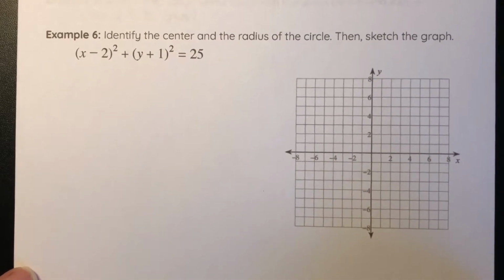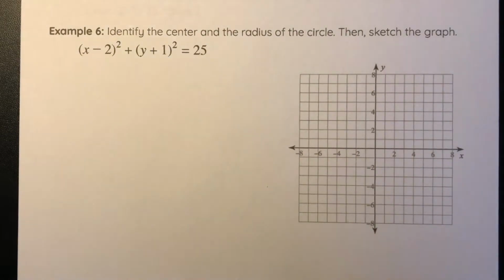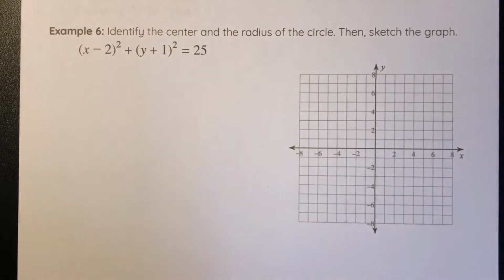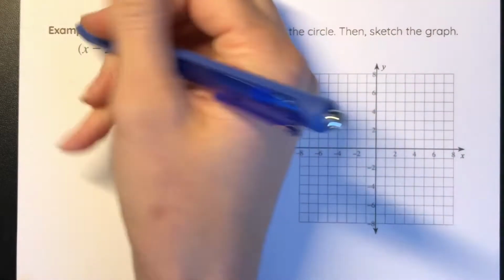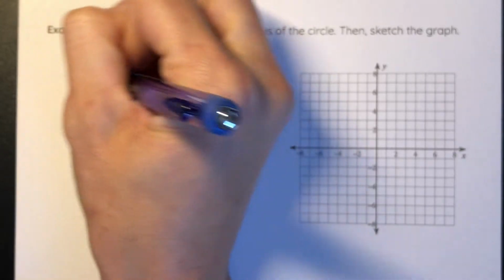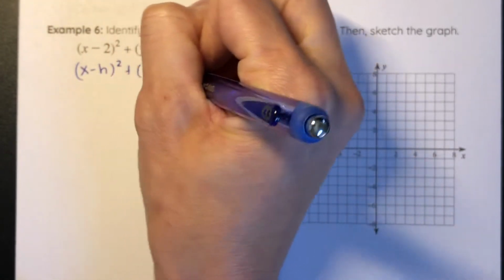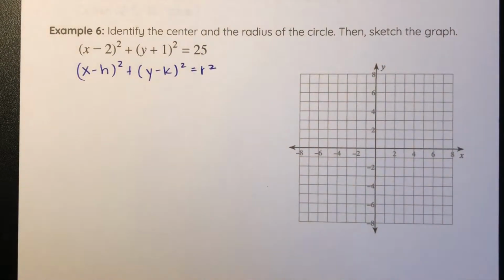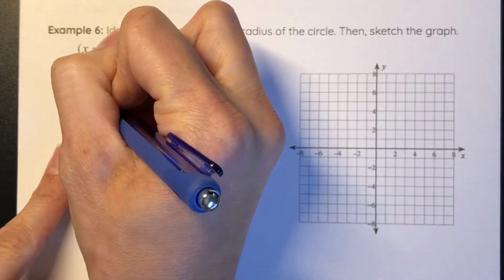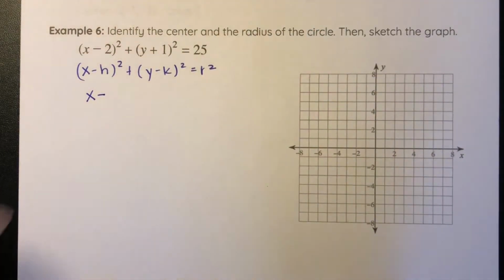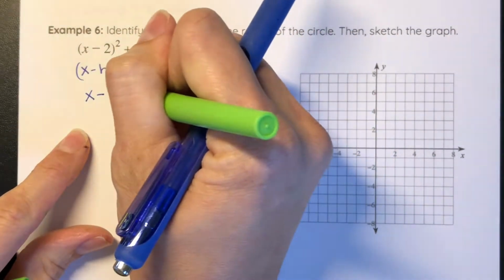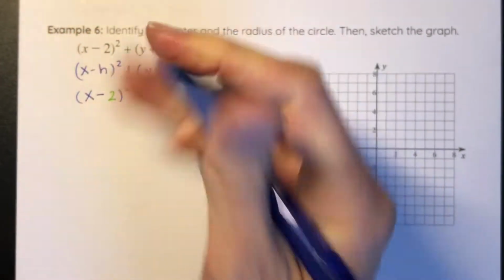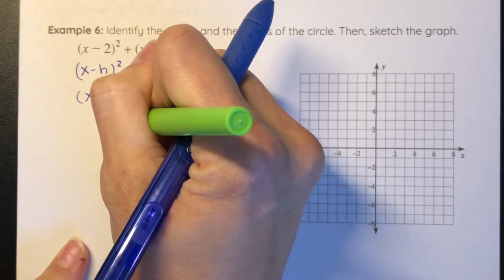All right, we'll go ahead and look at one more of those examples of that type of problem. And again, we have to identify the center, the radius, and then sketch our graph. So here we'll go ahead and write down my standard form equals r squared, and I'll identify h and k. So we have x minus h, and since the expression has to equal x minus 2, I know h is 2. Go ahead and write that down, h equals 2.